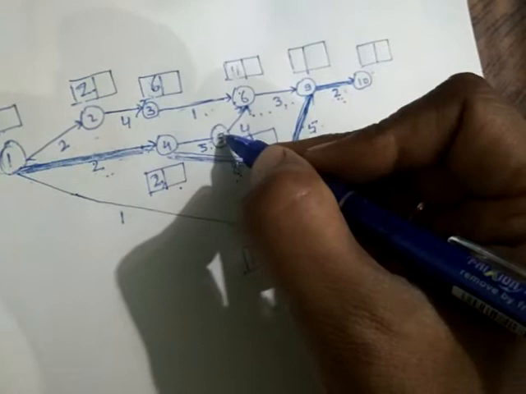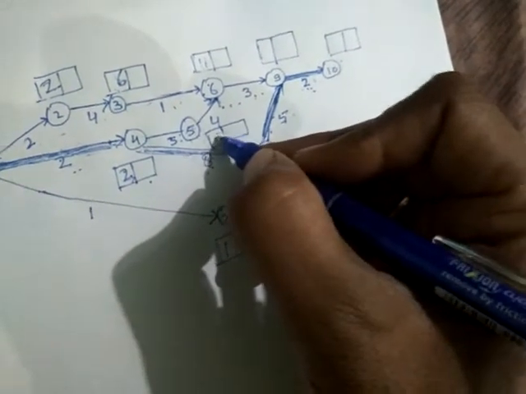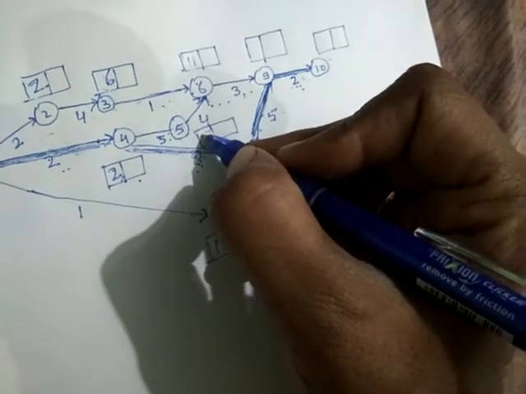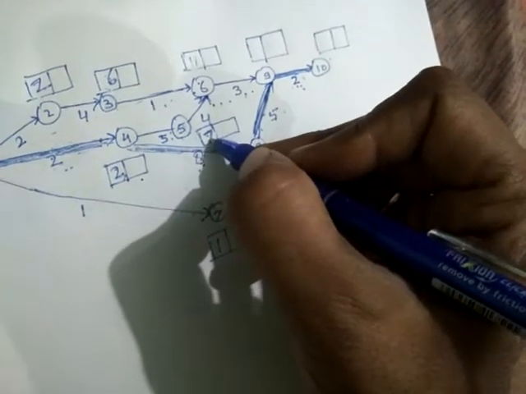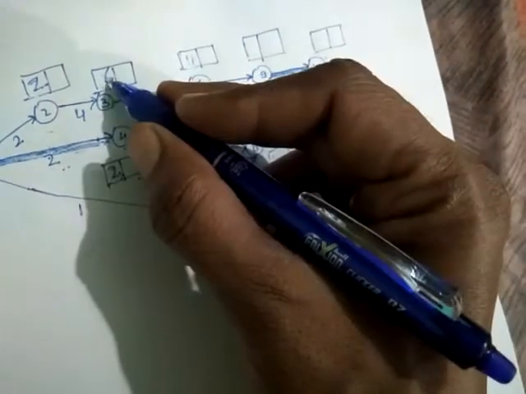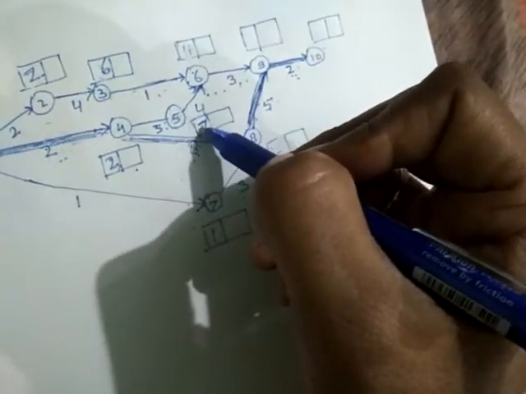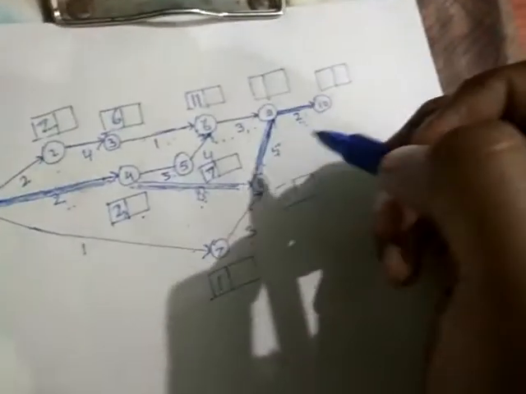Now for this activity, this is the path. So 5 plus 2 is 7. Now here we can reach from this path and this path. If we are coming from here, 6 plus 1 is 7, and if we are coming from here, 7 plus 4 is 11. So the maximum of the two will be taken. This we have discussed in the previous videos; I am just trying to recall a few things.